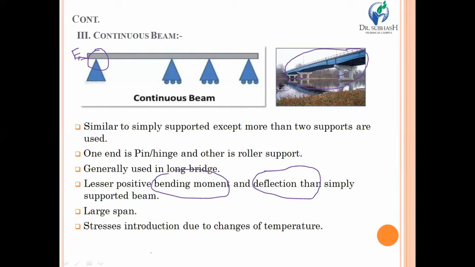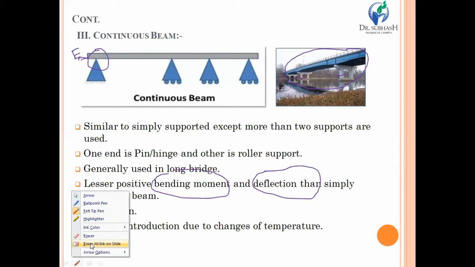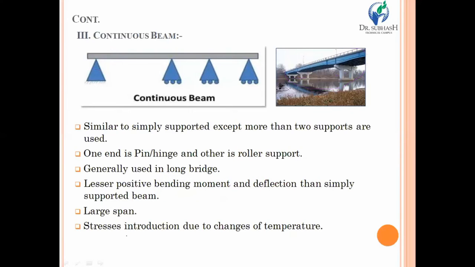And if we are talking about the disadvantages of the continuous beam, then it is that due to temperature or thermal stress, it is possible that it can contract or expand, because it is directly affected by the temperature. So this is what we have discussed about the continuous beam.